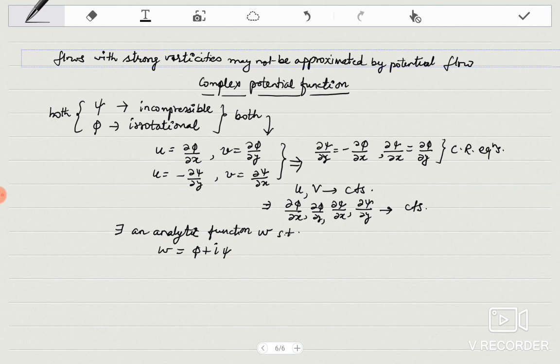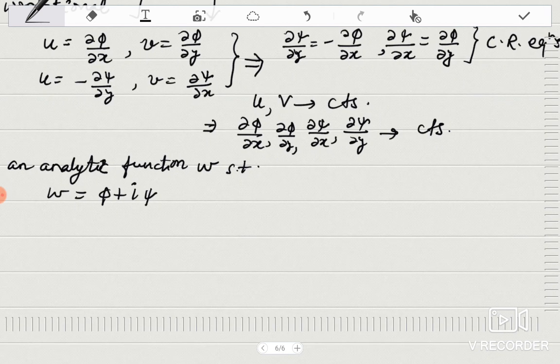Naturally, if I am defining a function which is complex, I am working in a complex plane. This W is in fact a function of z, where z is defined in the complex plane as x + iy.